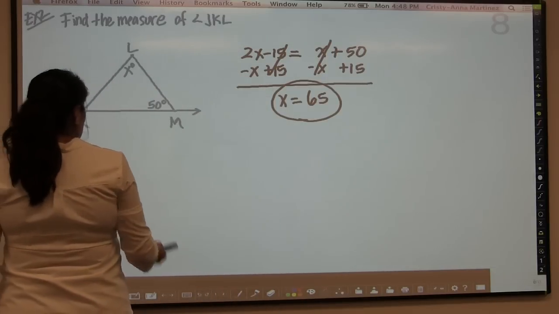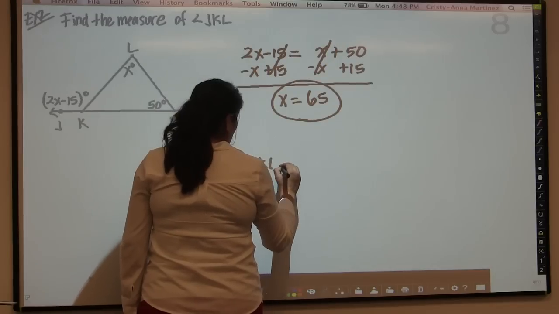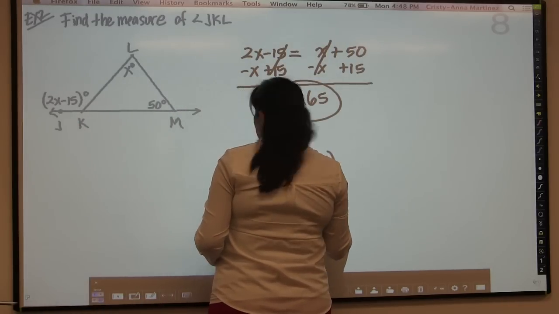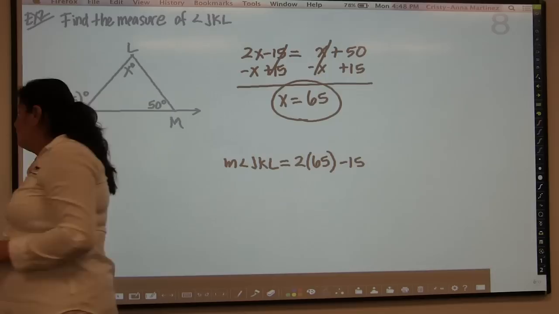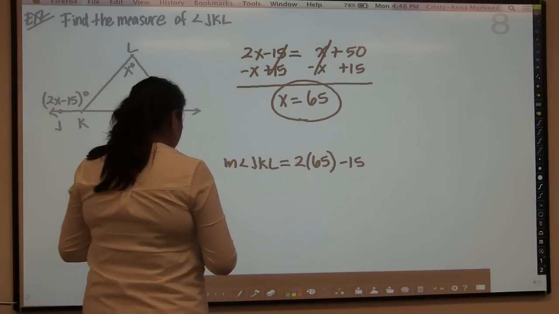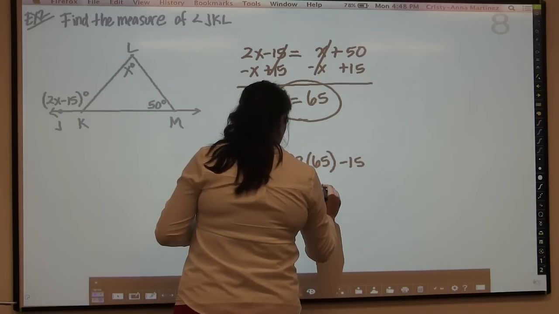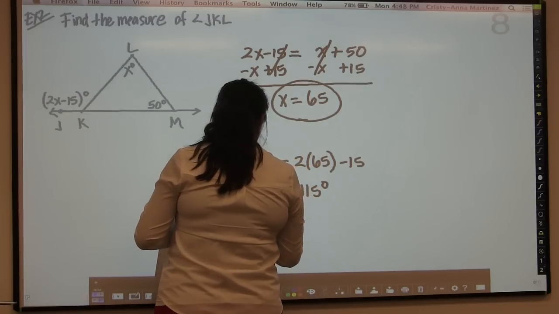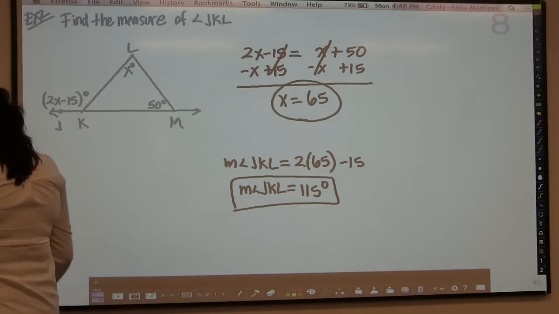But they actually want the measure of JKL. So the measurement of angle JKL is equal to 2 times x minus 15, so 2 times 65 minus 15. And 2 times 65 is, I think, 130. And then we're going to subtract 15 from that, and you will get 115 degrees for the measurement of angle JKL. And that is our final answer for that one.